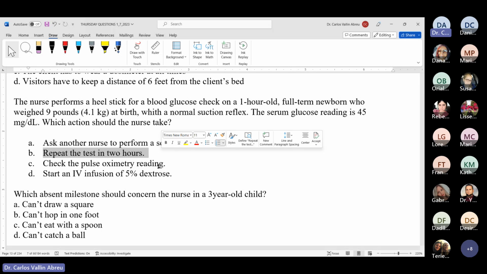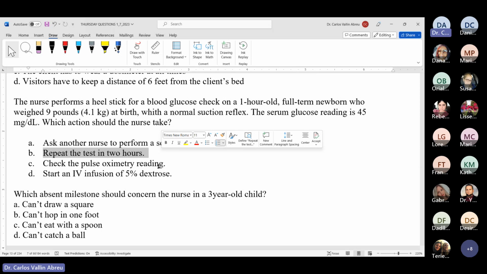Continue the monitorization. Do you need to monitorize glucose in a newborn? Yes. Why? Because newborns are normally born with low glucose compared with later life. So 45 to 70, 75 is normal. So 45 is normal. So continue feeding the baby, okay?